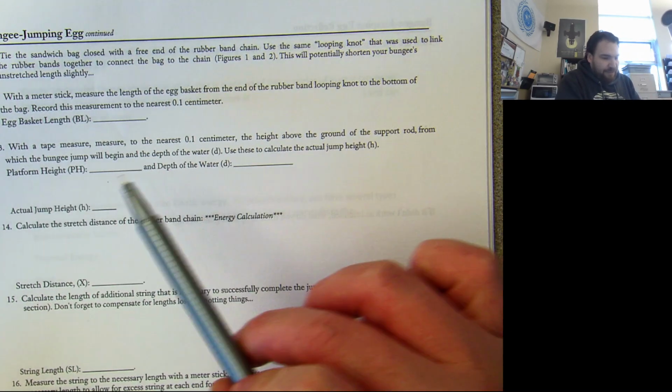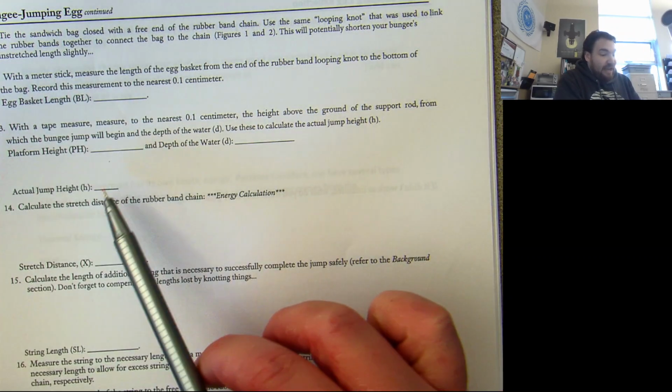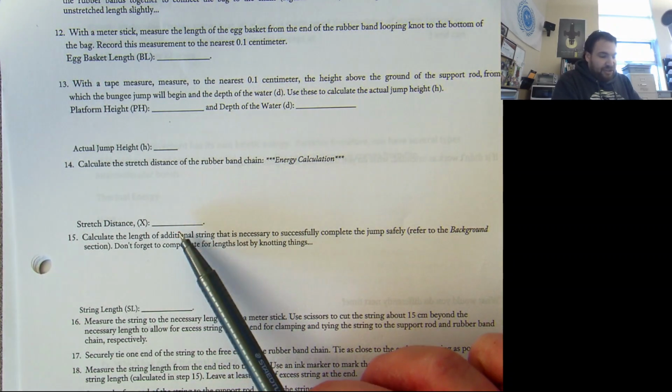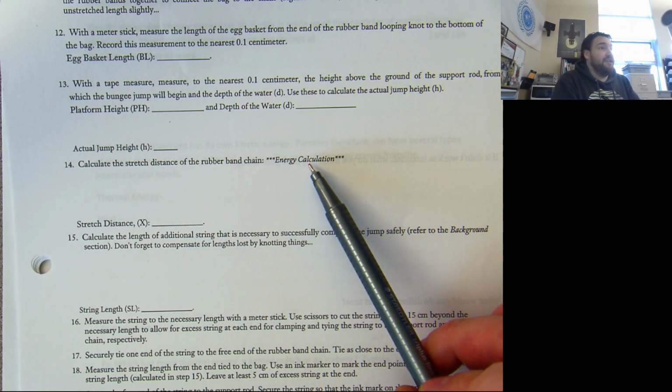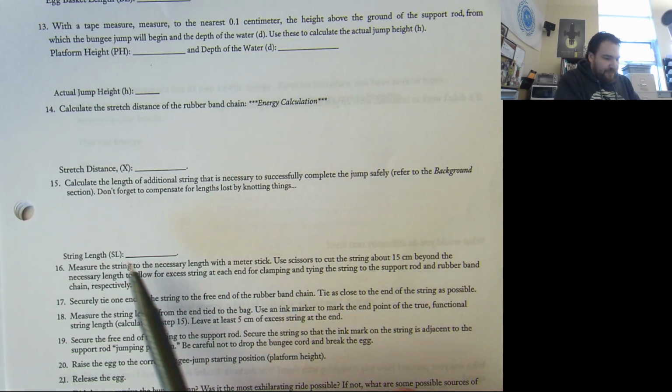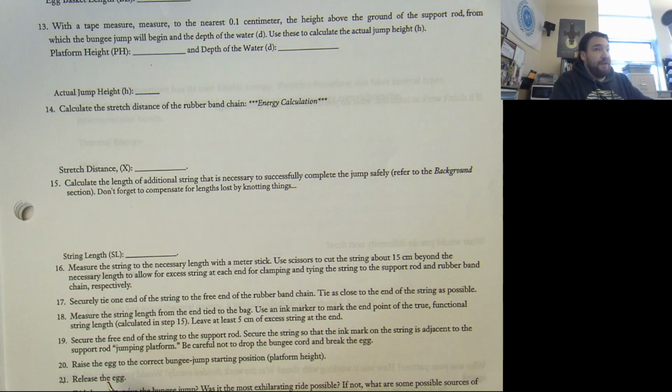You're going to tie the sandwich bag with a meter stick. You're going to record the length, tape measure. You're going to start measuring jump height. You're going to calculate stretch distance. I even told you what kind of calculation to use here. So this one is an energy calculation. Then a string length that you need to add, measuring it all just one more time, and then depending on how quickly this goes, either end of day tomorrow or first thing Friday morning, or whenever we have class, first thing in class on Friday, we will do the drop. And we will see who gives their egg the most exhilarating ride without killing them.